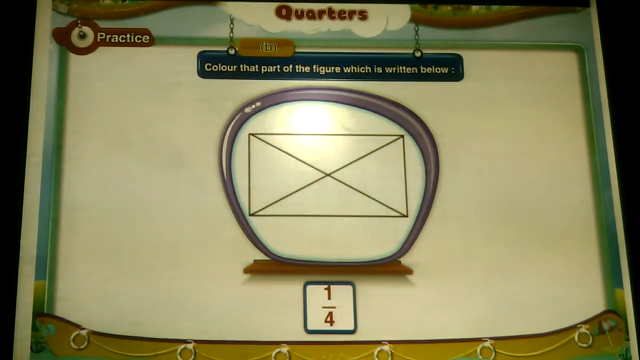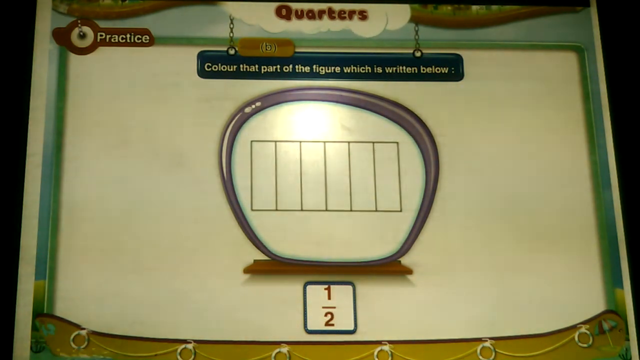4. Here, the figure is divided into 4 equal parts. 1/4 part is to be colored. So let's color 1 part out of 4, like this. 5. In this figure, there are 6 equal parts. Half part is to be colored. Half of 6 is 3 parts. So color 3 parts.